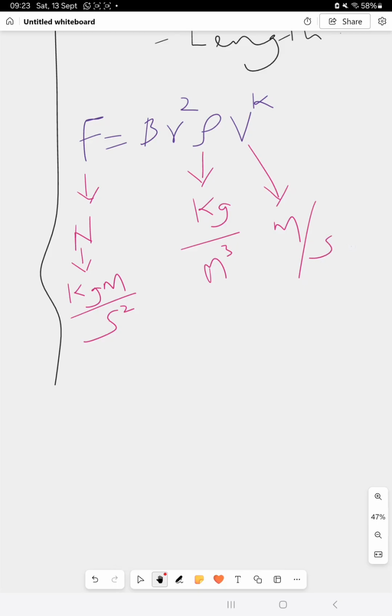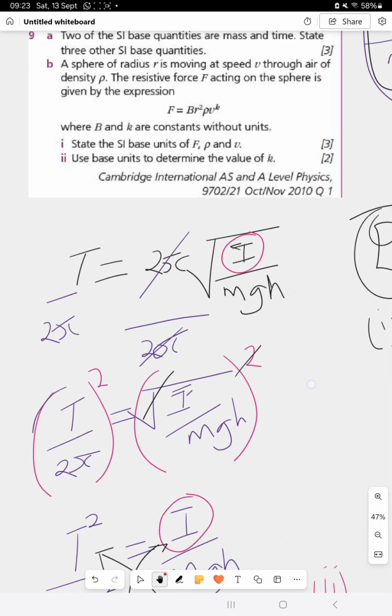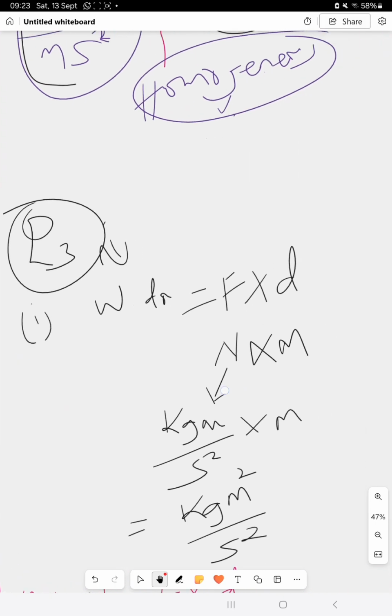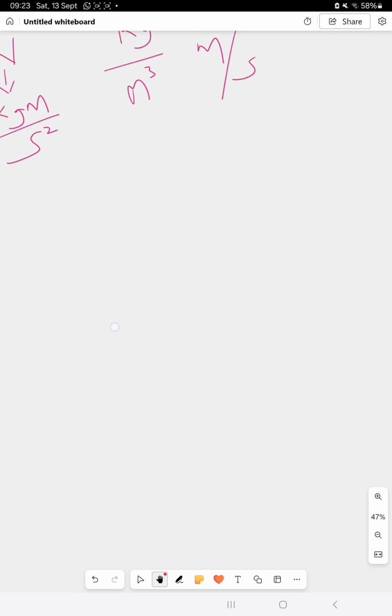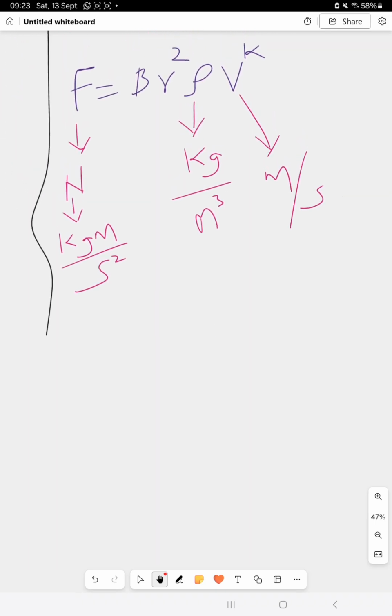Thank you. The last question: after determining that, now use base units to determine the value of K. We want K now. This is a bit critical. I want you to be a little bit careful and listen keenly. So this is the last part.